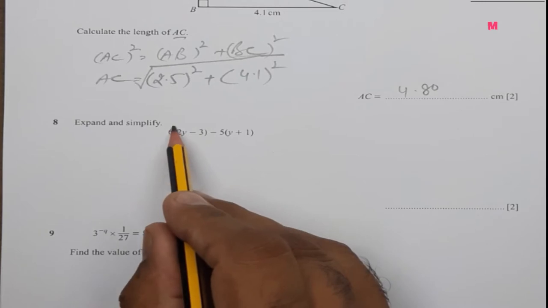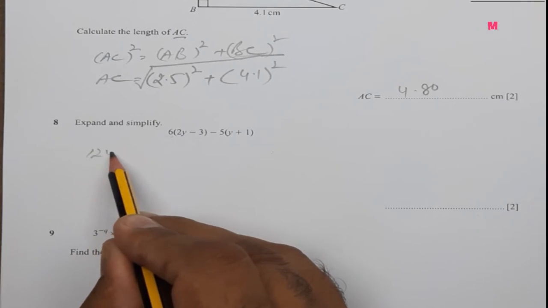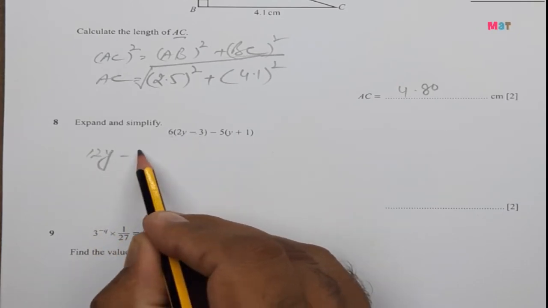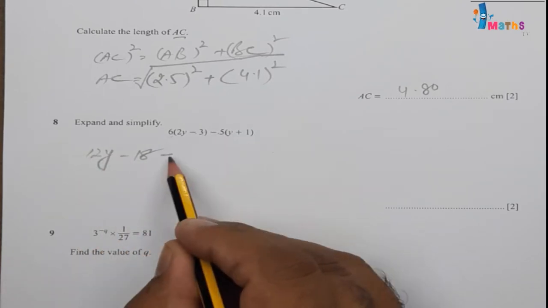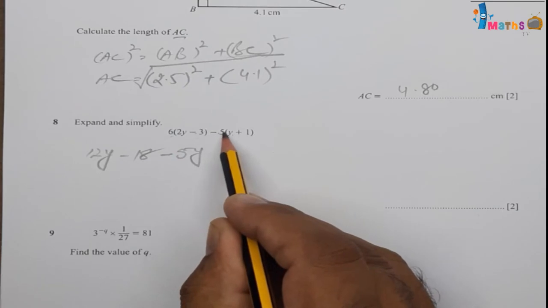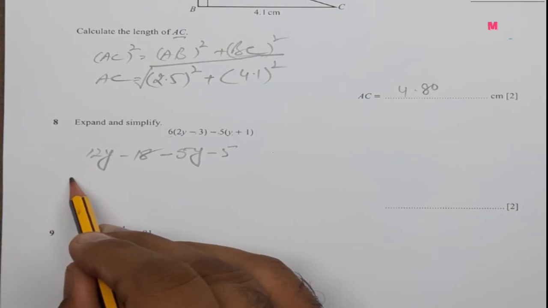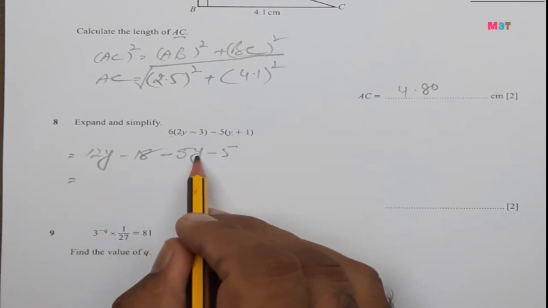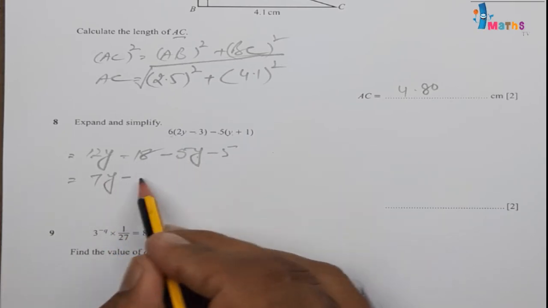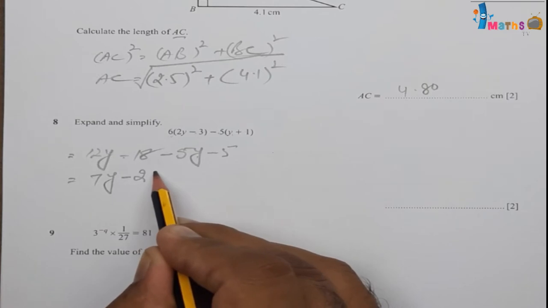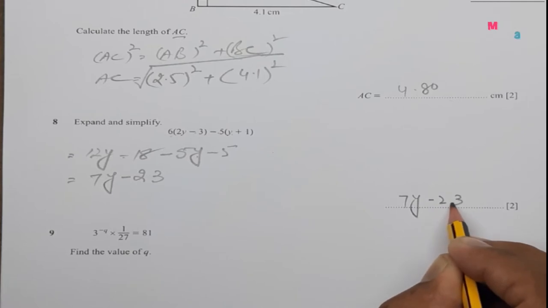So 6 will be multiplied by this. So 6 into 2 will be 12y. Minus 6 into 3 will be 18. Minus 5 into y, 5y. And minus 5 into plus 1, so it will be minus 5. So 12y minus 5y will be 7y, and minus 18 minus 5 will be 23. So 7y minus 23 will be our answer.